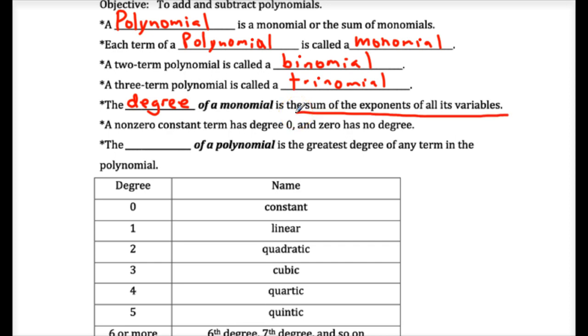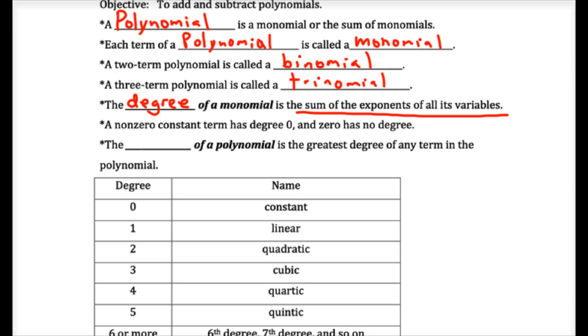You understand that? There are three different things you've got to really think about. Sum means to add. Exponents, those little numbers above the variable, not multiplied by itself. And then of all its variables. Just the variables, not the coefficients, not the constants. And we're going to address that right now.